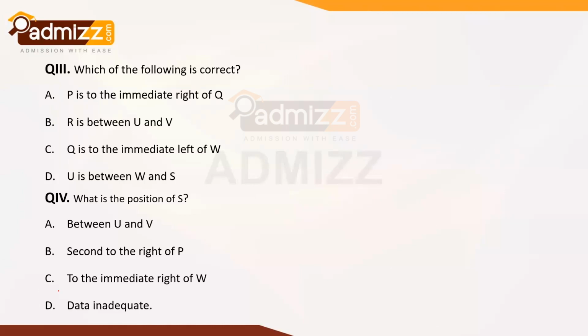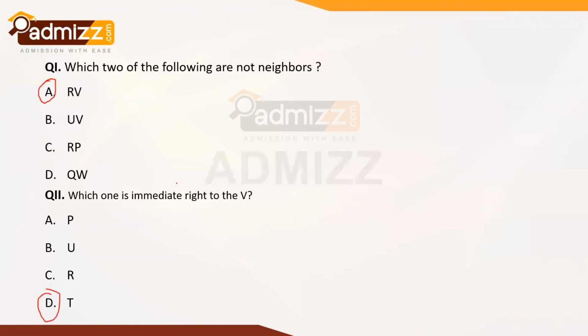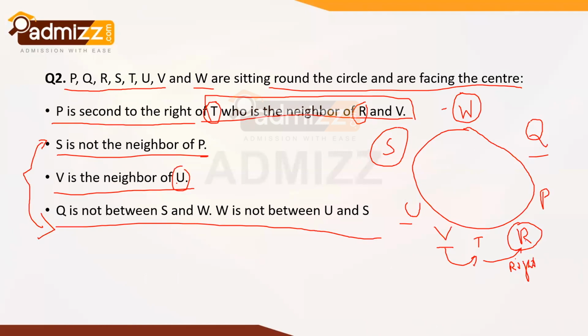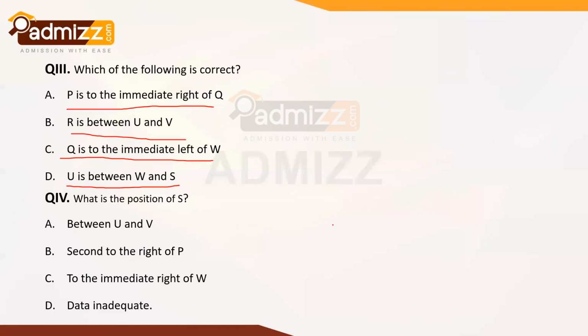Next up, we've got which of the following is correct, right? P is to the immediate right of Q. R is between U and V. Q is to the immediate left of W, and U is between this and this, all right? So take a look at the particular figure. If you guys have it drawn in your copies, that'll be much easier to see. Most of you are guessing the correct option in this case as well. That is, Q is to the immediate left of W, and that is in fact the correct answer, right? So you guys are clear on this as well.